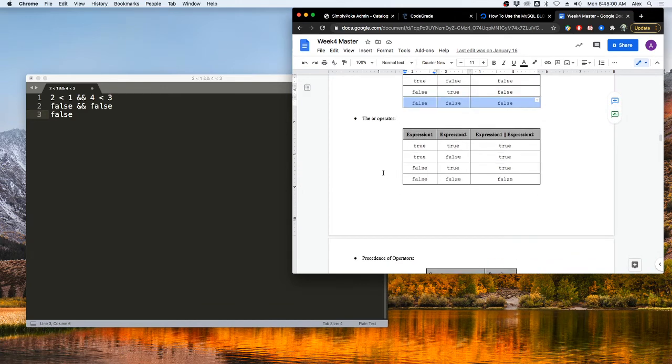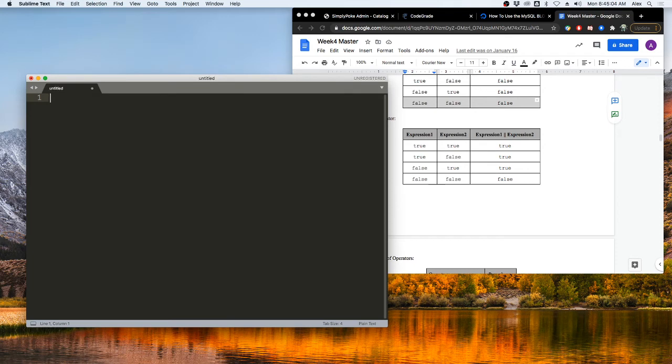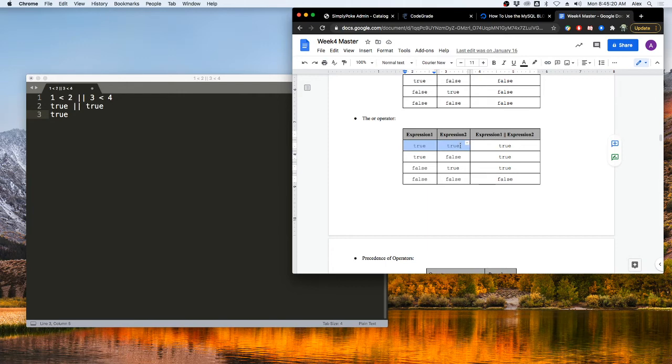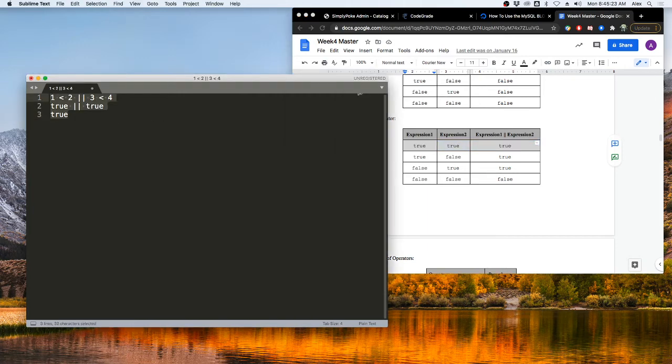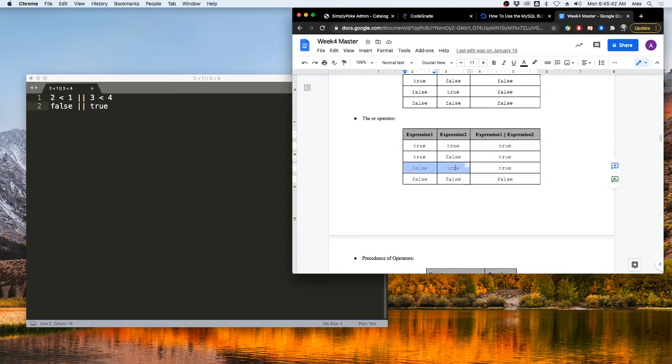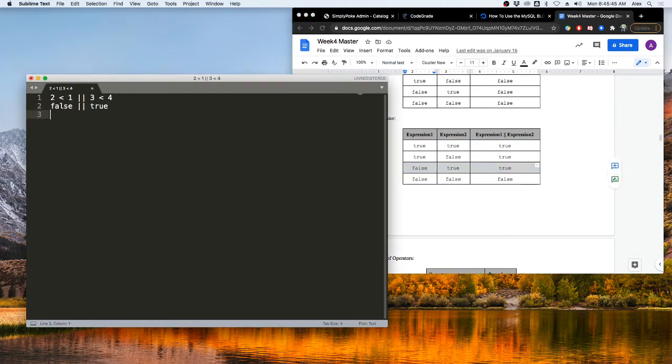Now let's look at the or operator. You could have something like 1 is less than 2 or 3 is less than 4, which would be true or true, which would be true. When you come over and look at your truth table for the or operator, you get true or true is true. You can also have something like 2 is less than 1 or 3 is less than 4, which would equate to false or true. In this case, you have one true premise, so it follows that the or condition is true.